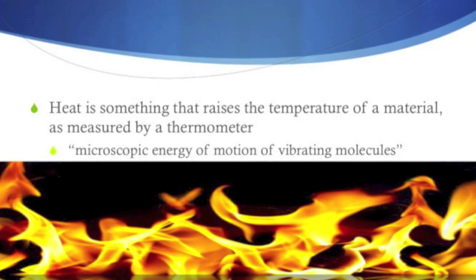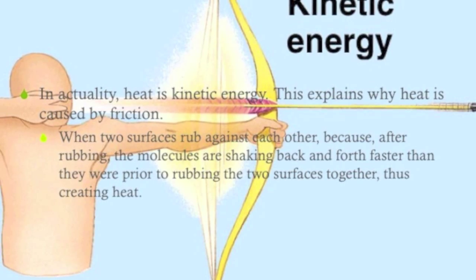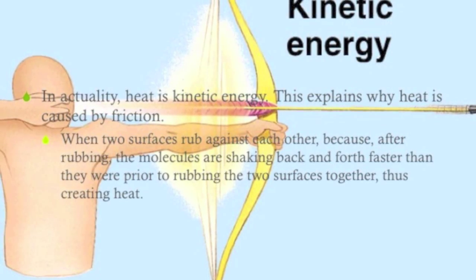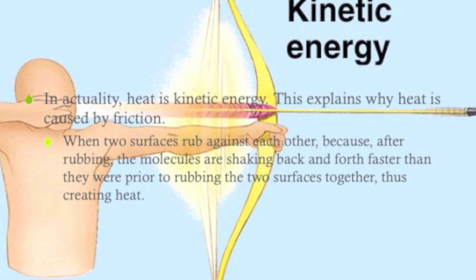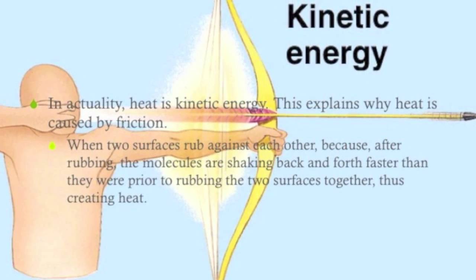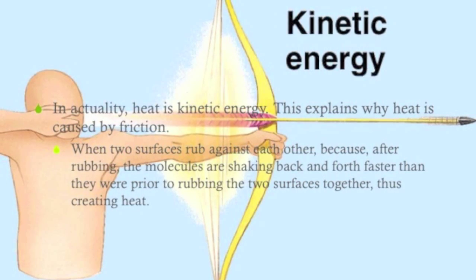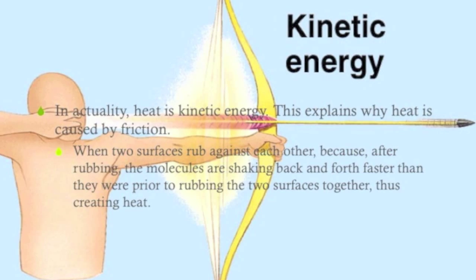You can also think of heat as kinetic energy. In actuality, heat is kinetic energy. It would explain why heat is caused by friction. When two surfaces rub against each other, after rubbing, the molecules are shaking back and forth faster than they were prior to rubbing the two surfaces together, thus creating heat.